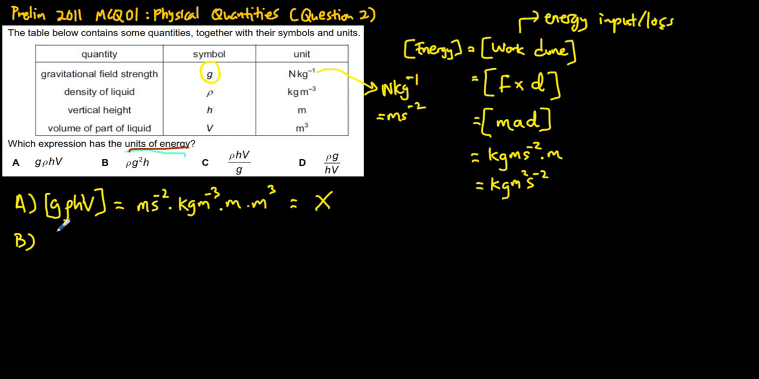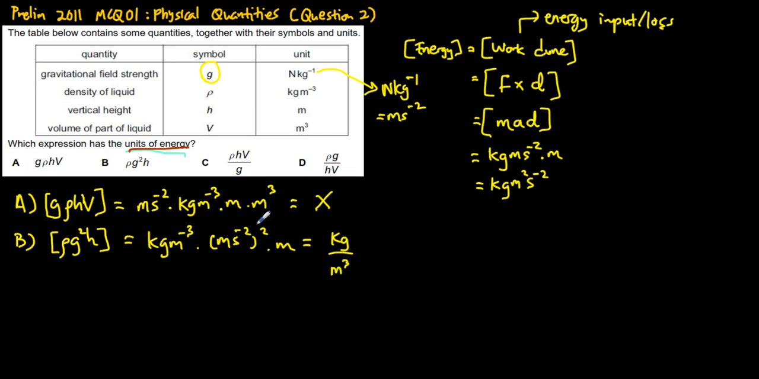Look at option B. What is the unit for rho G square H? Density is kilogram per meter cube. Now we speed up a bit. G is meter per second square, we square it. H is meter. So this one we square it, so it becomes meter square s power minus 4. So it becomes meter square divided by s power 4 times meter. Meter cube can cut. So this one becomes kilogram s power minus 4. Again, they are different, so this is not the answer as well.